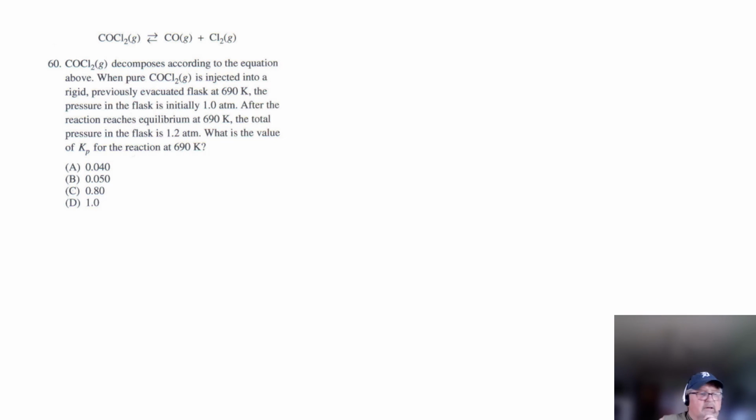Okay, problem number 60. This is going to be a lot like the very first problem, with PCl5 going to PCl3 and Cl2. We have this equation. They're all the same state, so you don't have to worry about heterogeneity. We're going to start out with a certain pressure of a reactant, and then we will have a final pressure after equilibrium. We're going to use that information to figure out the Kp, and so we're going to use the ICE table.